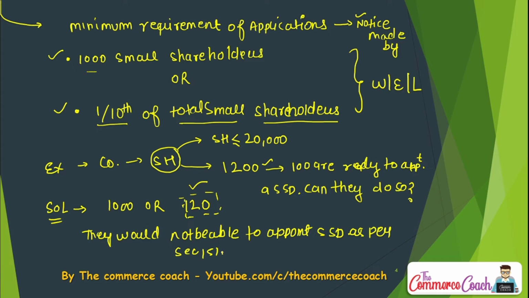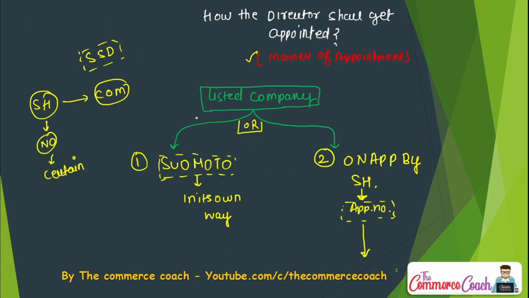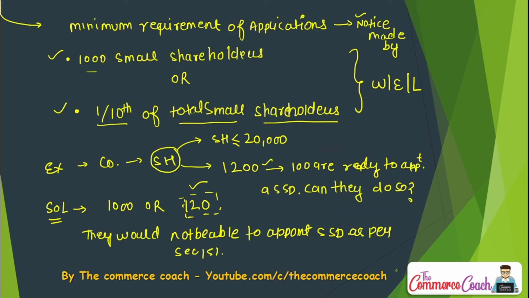Okay, so this was the minimum requirement. See, suo motu is super easy. The company goes with its own way. But when it comes to an application by small shareholders, then we will see the applications or the notice, the minimum number of notices that must be furnished to the company so that it can appoint a small shareholder director.